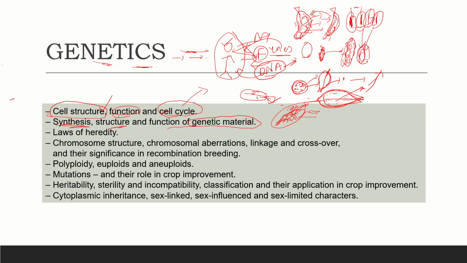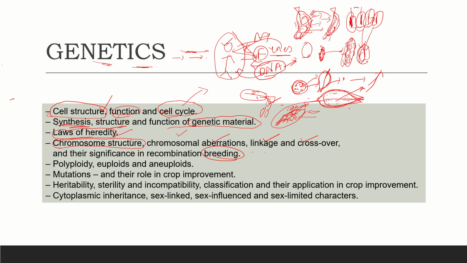And then next, laws of heredity. This is a separate section, with different laws of heredity. And next, chromosome structure. As I told you, there are chromosomes in such a way, and we need to study the structure of that. Aberrations means nothing but changes, and linkage, crossover, and their significance in recombination breeding. How all these things help in breeding.